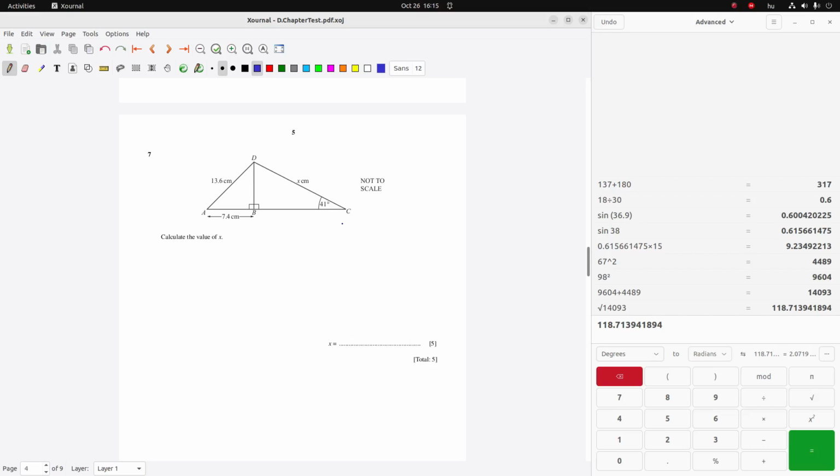This is a bit more tricky because we need to do it in multiple steps, but as you can see, we get 5 points for it.